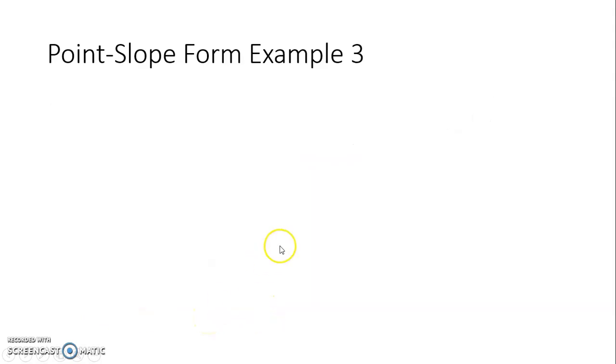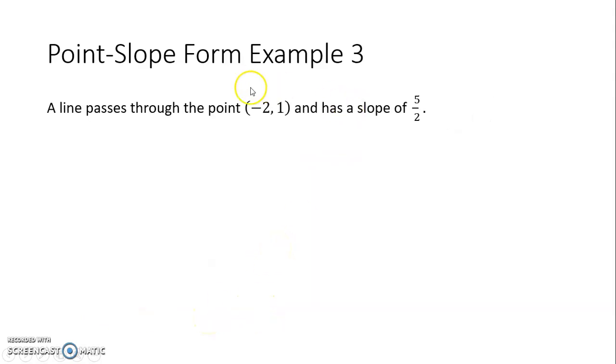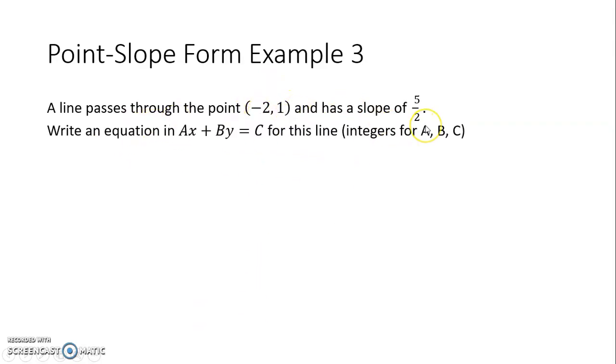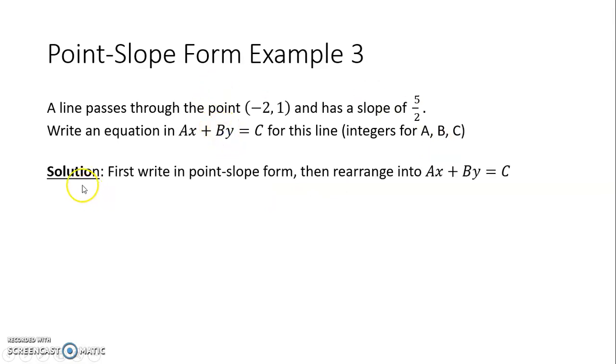Okay. Let's do another quick example. Same type of deal. A line passes through a point, negative 2, 1, and has a slope of 5 over 2. Write an equation in ax plus by equals c for this line. And you want integers for a, b, and c. So we're actually going to do two different things here. We're going to put it into point slope form and then rewrite our equation in standard form. This is how it will be asked on ALEKS. Okay, so first write it in point slope form, then rearrange it into standard form.